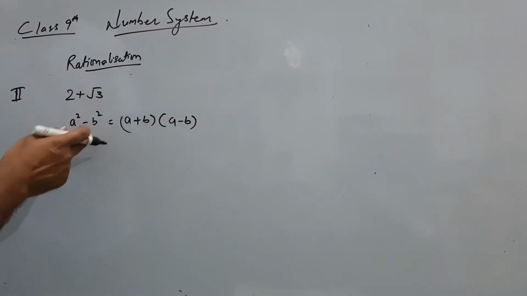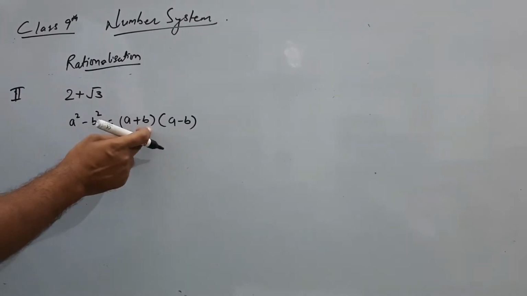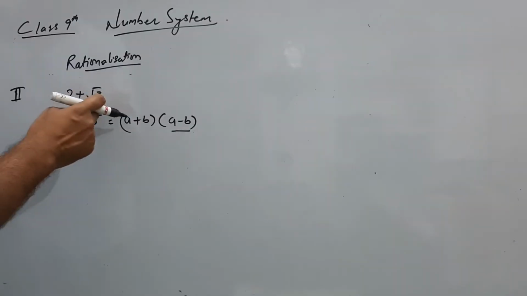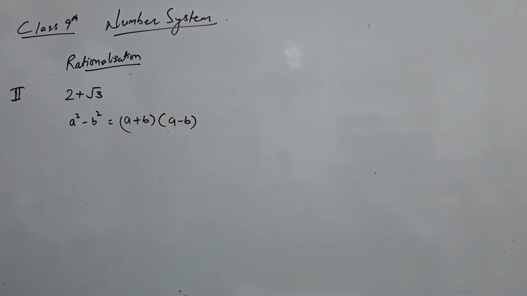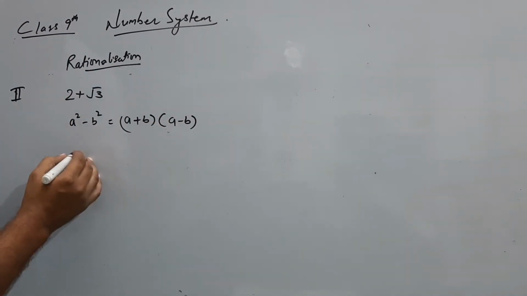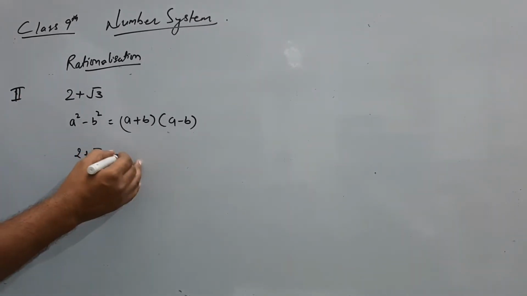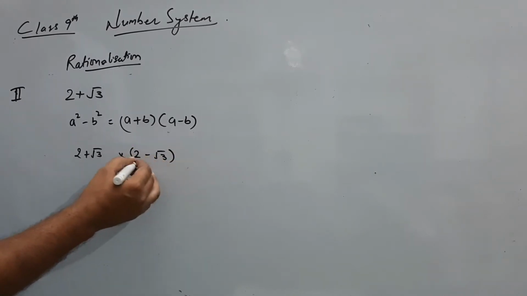In the same way, we can see this is a plus b. So what can be the rationalization factor of this number? The rationalization factor of this number will be a minus b, and if it is a minus b, then the rationalization factor of this number will be a plus b. So what will be the answer of this question? For 2 plus root 3, the rationalization factor will be 2 minus root 3.